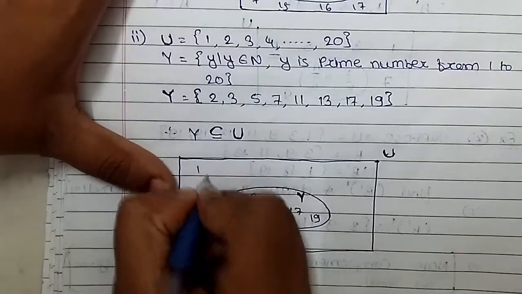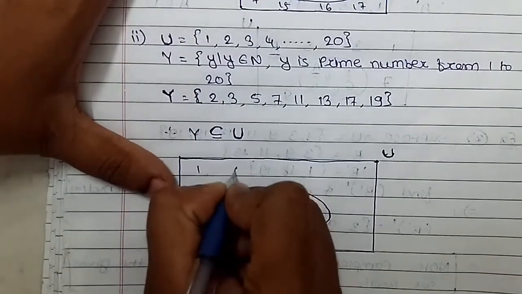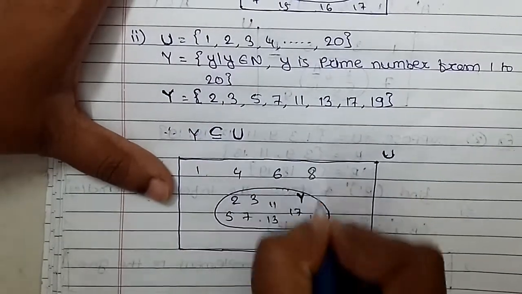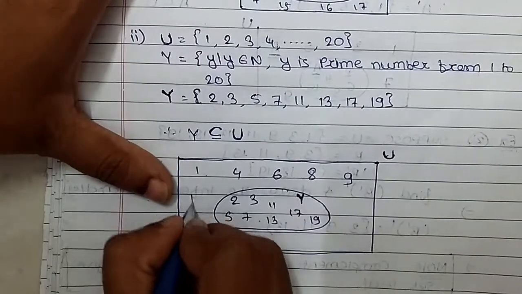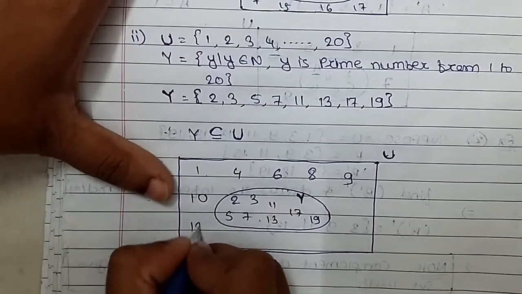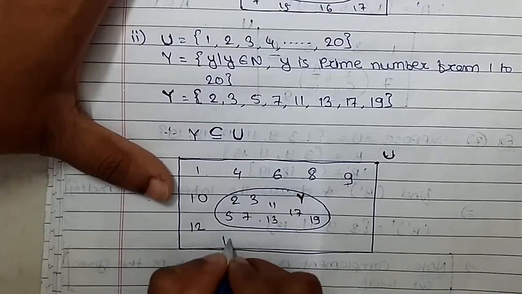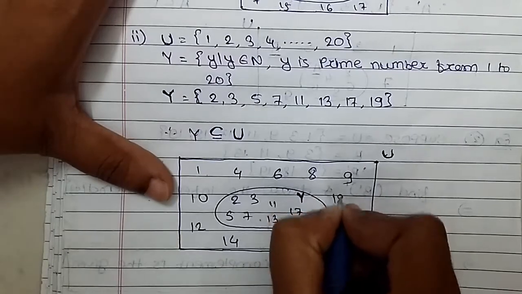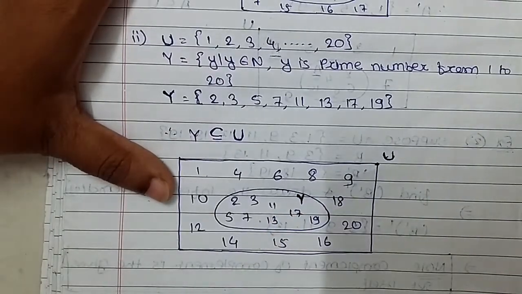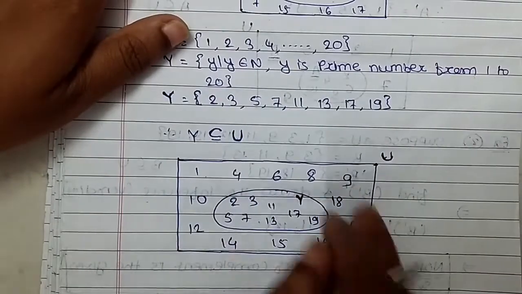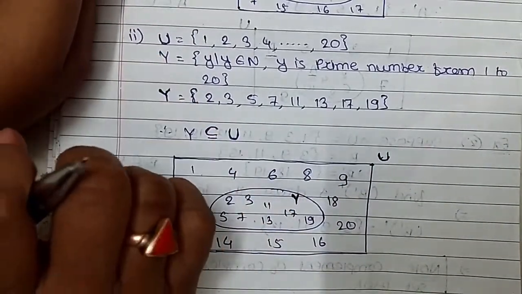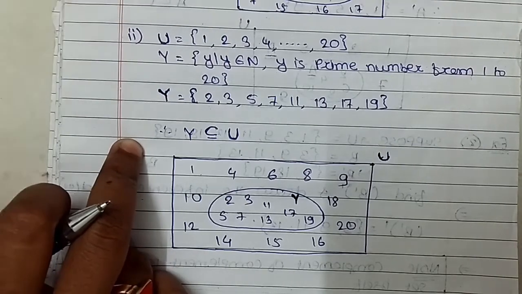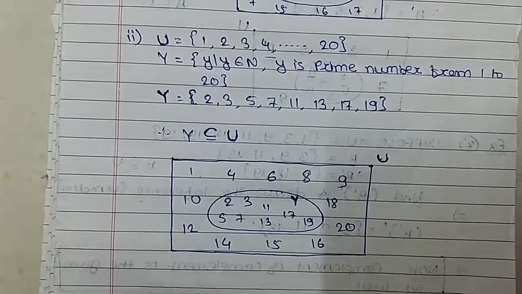That is 1, 2 is present, 3 is also present, 4, 5 is present, 6, 7 is there, 8, 9, 10, 11 is also there, then 12, 13 is there, 14, 15, 16, 17 is there, then 18, 19 is there, then 20. So this is the Venn diagram of this question. Okay, clear?